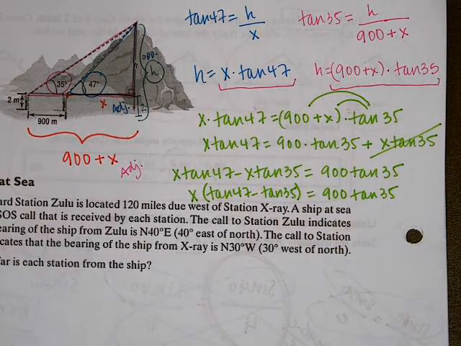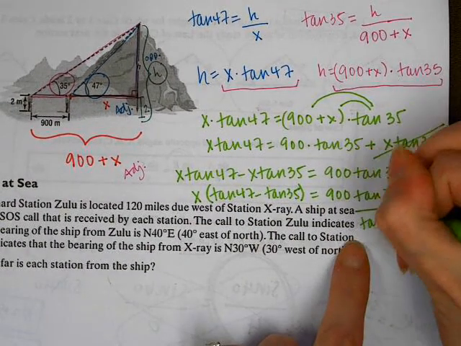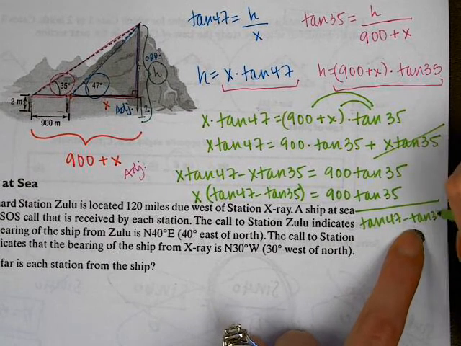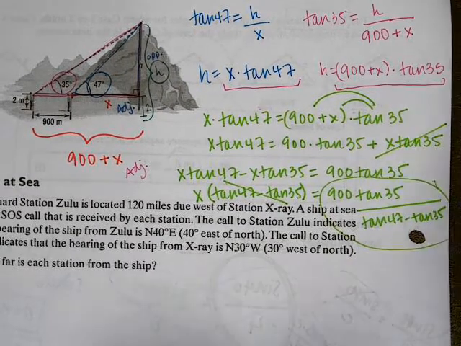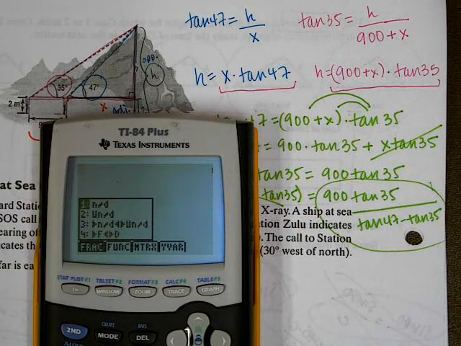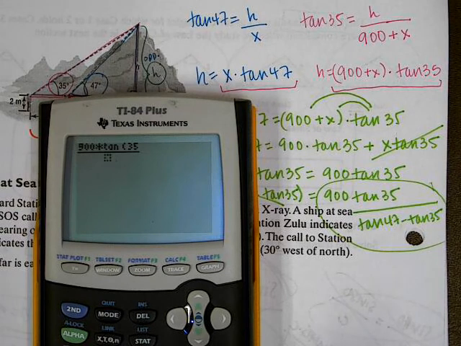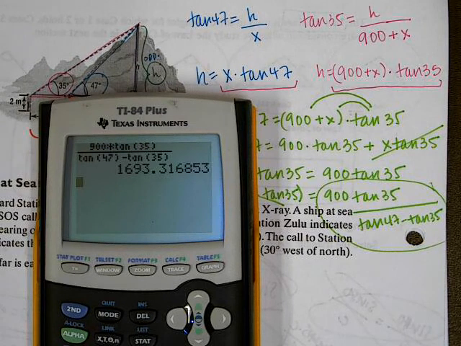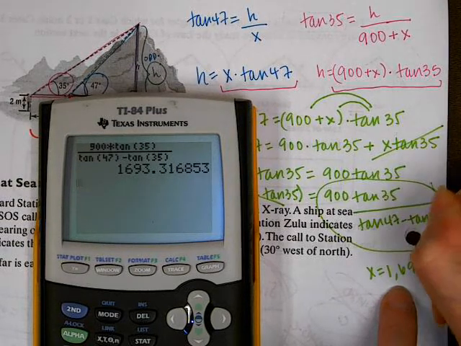Okay, we're almost done. If you want to get x alone, we just have to divide both sides by tan 47 minus tan 35. Okay, and that's going to be x. Okay, so now we can actually calculate this. Okay, so make sure you're in degree mode. I'm going to make a fraction so I can just type it in without worrying about parentheses. 900 times tan 35 over tan 47 minus tan 35. Okay, so that gets us, x is about 1,693.3.